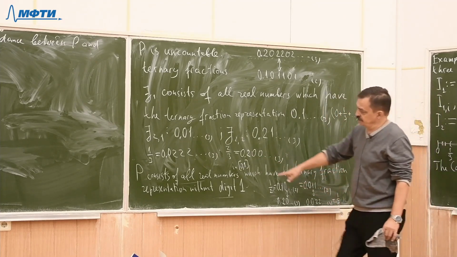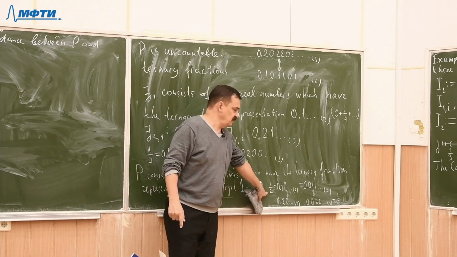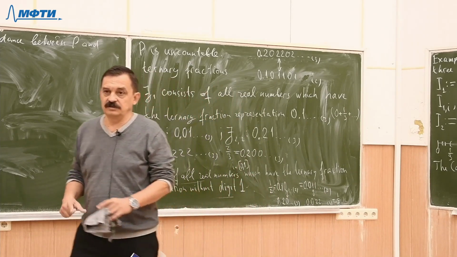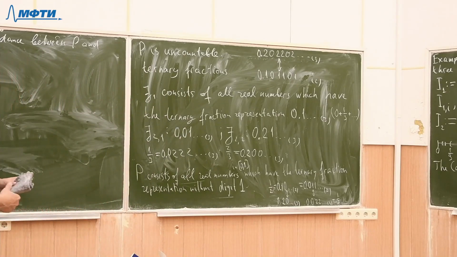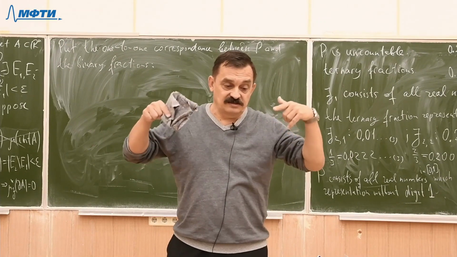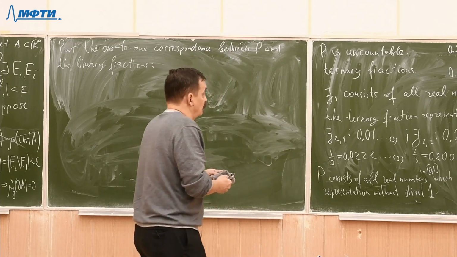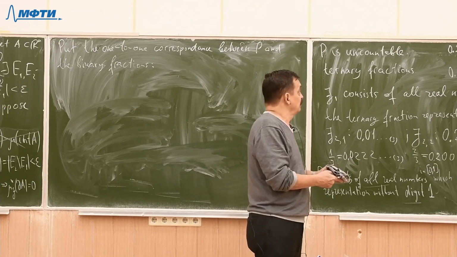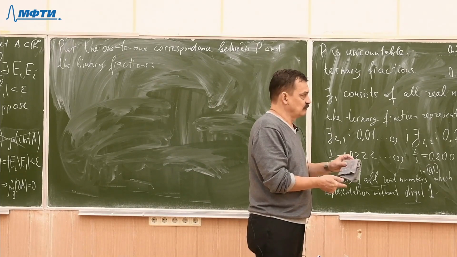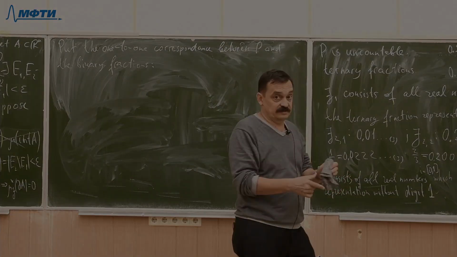So those two numbers have the same image in binary fractions. So it means that we have a correspondence between P and a set which contains 0, 1 as a subset. So it means that in fact our P is indeed uncountable. It has continuum cardinality.